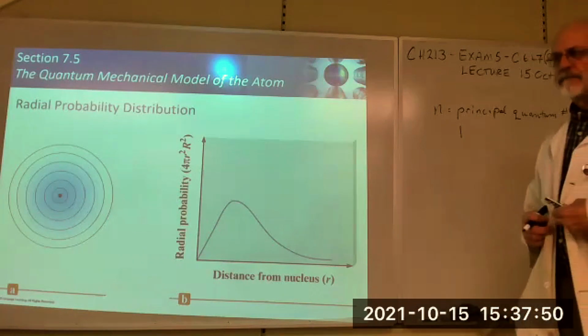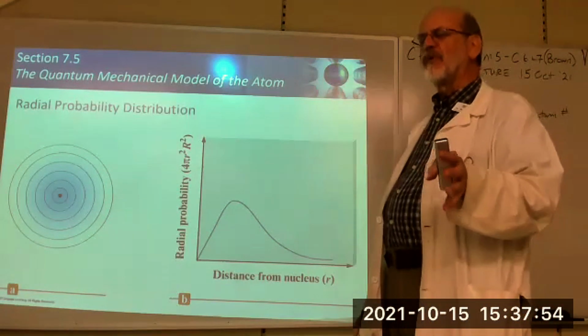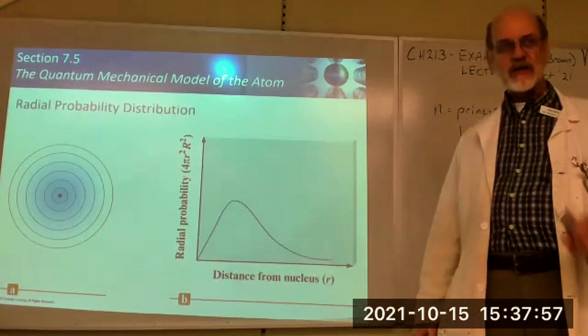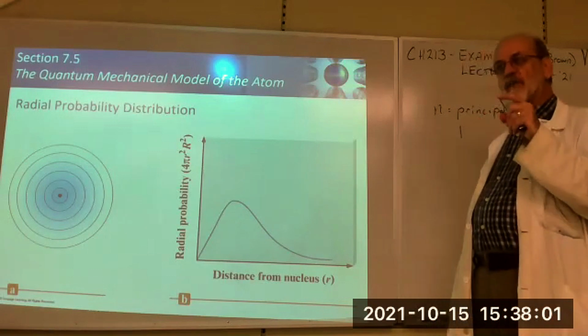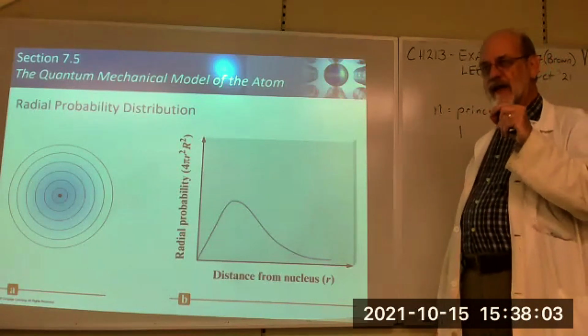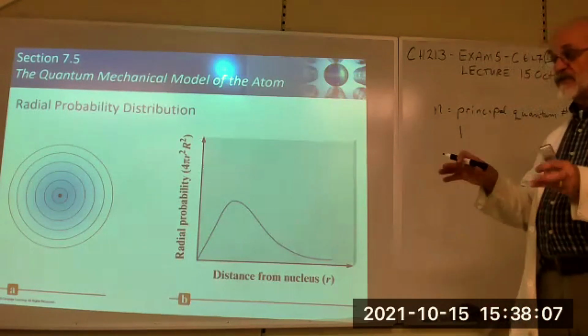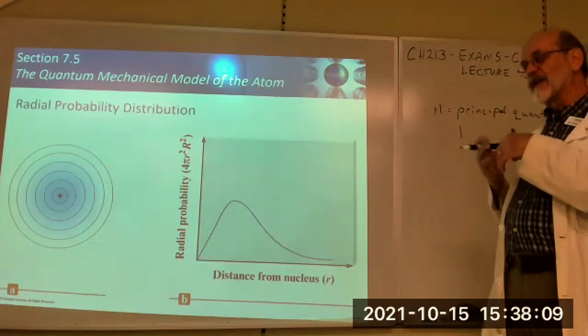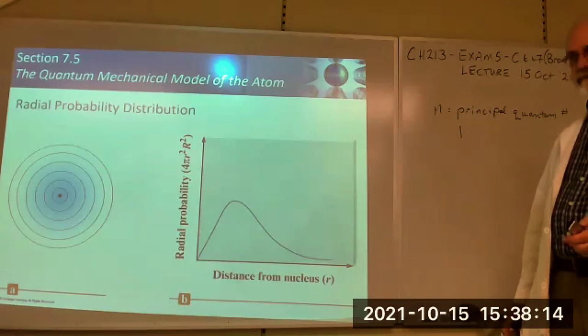Now, as it turns out, knowing where the electron is not nearly as important as knowing what its energy is, because the energy of the electron determines how it will behave in a chemical reaction. Now, the probability of where it is has a bearing on the reaction, but it's more important to know the energy.